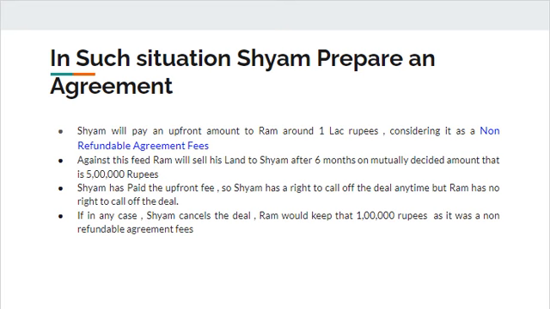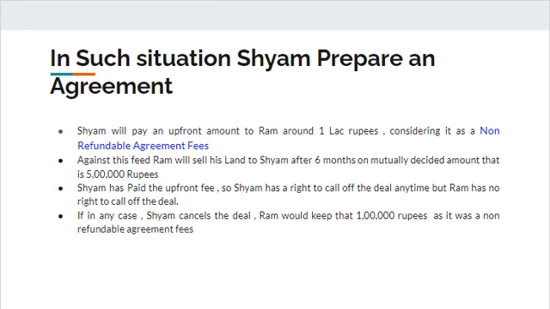Got it? Shyam will pay an upfront amount to Ram, around 1 lakh rupees, considering it as a non-refundable agreement fee. This 1 lakh rupees will not be refunded. Ram will keep this 1 lakh rupees. Against this fee, Ram will sell his land to Shyam after 6 months at a mutually decided amount, that is 5 lakh rupees.